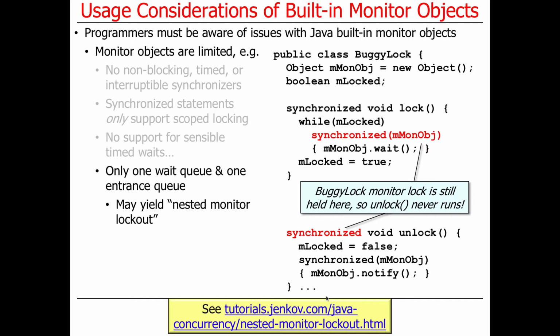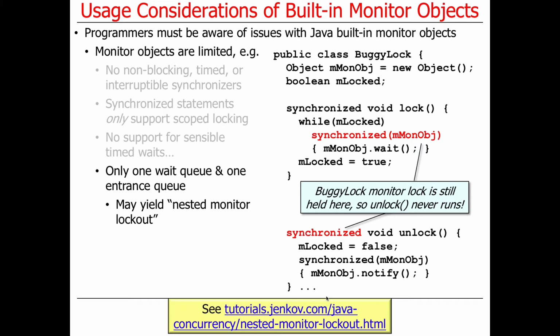Let's take a look at BuggyLock. This is a little class developed purely to show off the problem here. We've got some object called monobj, which is just an object. And we have a Boolean that keeps track of whether something's locked or not. So here's the lock method. The lock comes in here, and notice it's synchronized. So that means that the intrinsic lock must be acquired when lock is called. And then while mLocked, while this value is locked, we're going to synchronize on this nested monitor, monobj, and we're going to call wait on that.